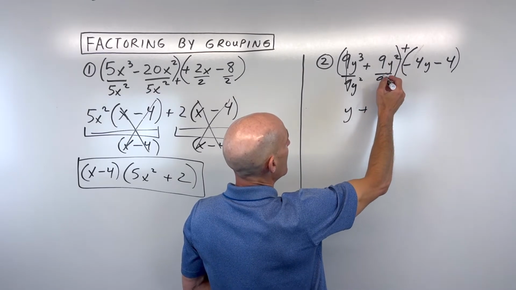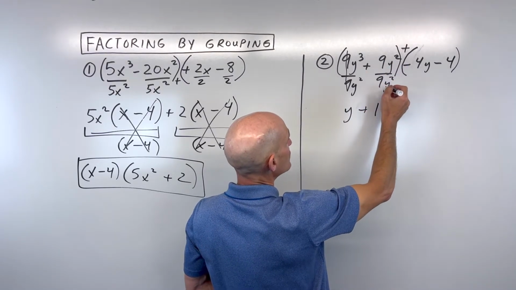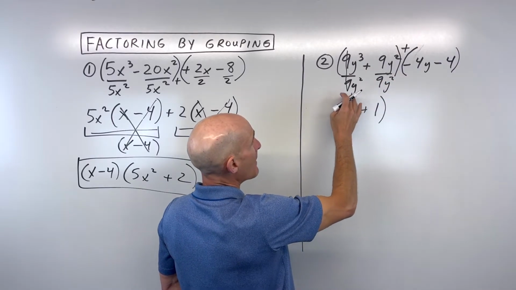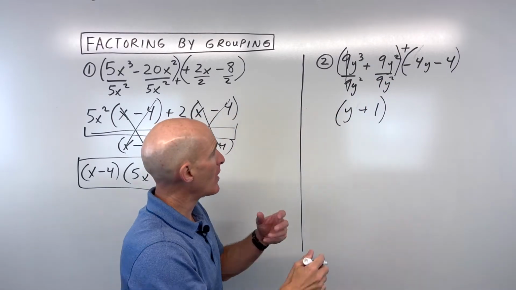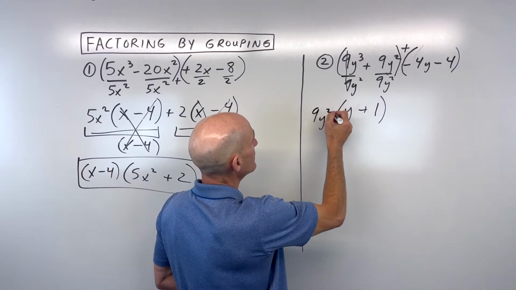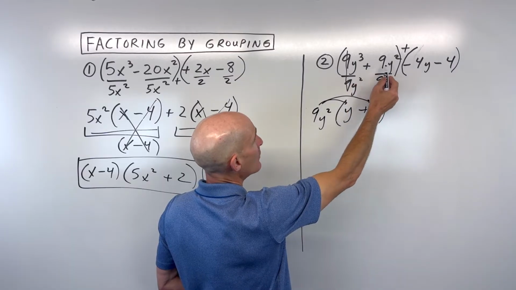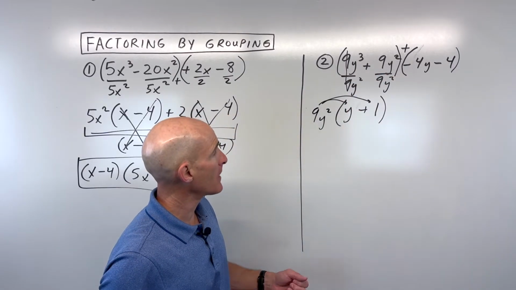Here these 9's cancel. That gives you 1. Y squared divided by y squared is 1. So you can see anything divided by itself is 1. But what happens to the 9y squared? We want to put it in front of the parentheses. Again, you can check your work. If you distribute back in, you're going to get back the 9y cubed plus 9y squared.